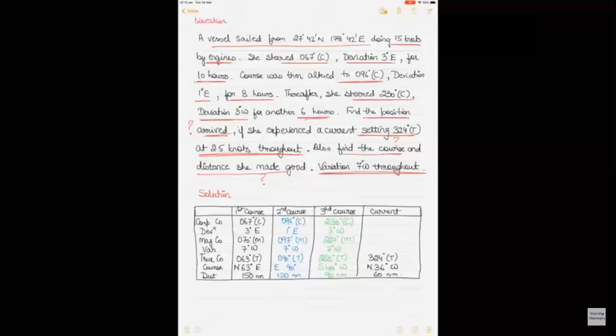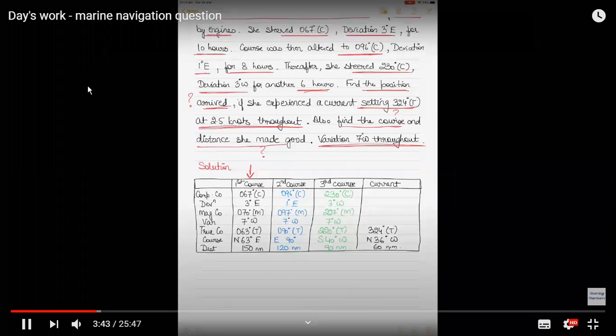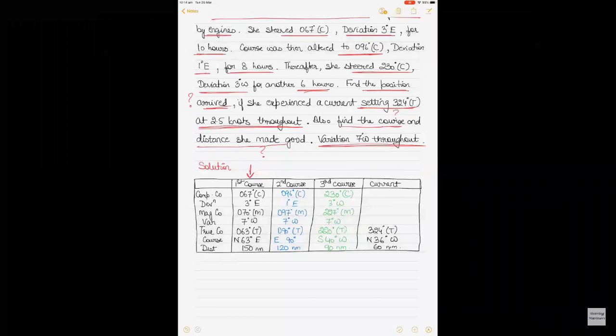First we'll convert the compass courses to true courses, and then convert them to cardinal points. We create different columns for different legs. So we make a table like this, with the first column as courses and distance, and different legs in different columns. For the first course we are given 067 compass and deviation is 3 degrees east.